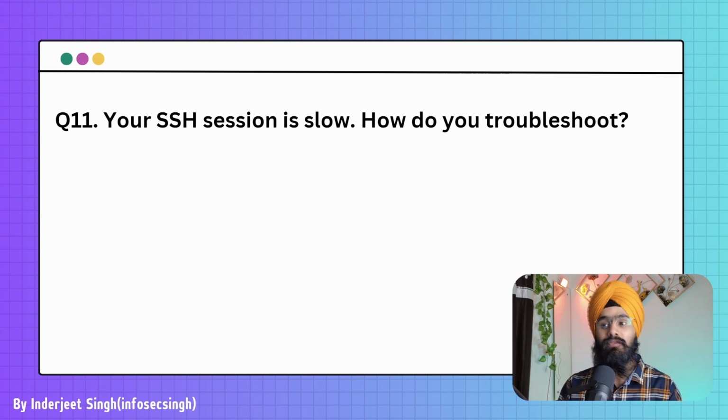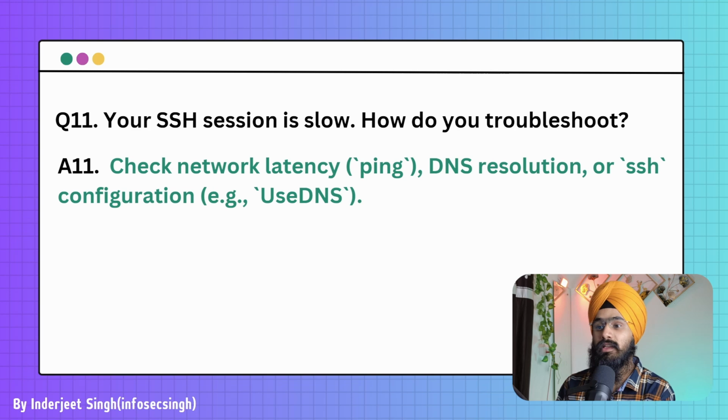Next question is, if your SSH connection is slow, how do you troubleshoot? So the answer is, if your SSH connection is slow, you need to check the ping latencies. I mean the latency of the network, how much you are able to ping the IP. And you can also check if the DNS resolution is fine in the SSH configuration, and try to see if it is connected through DNS or any proxy. Okay, so that you can try to troubleshoot it.